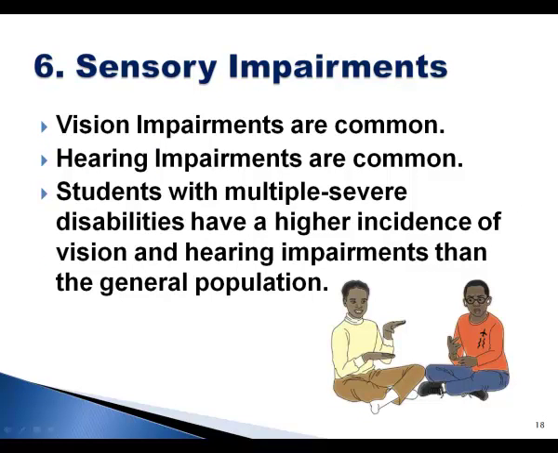Number 6, sensory impairments. Vision impairments are common. Hearing impairments are common. Students with multiple and severe disabilities have a higher incidence of vision and hearing impairments than the general population.